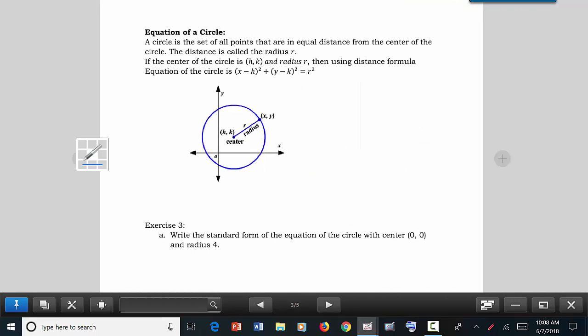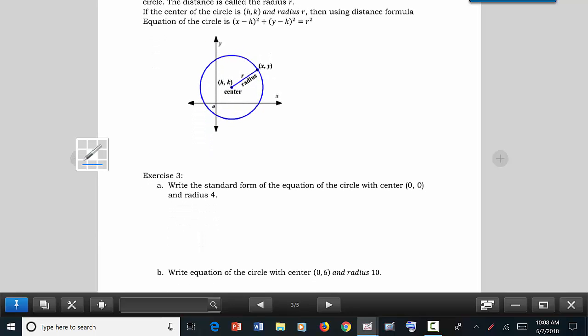Now, how do we find the equation of a circle? The basic idea is, in a circle, the distance from the center is always constant. And that constant distance is called the radius. That is the main idea. Now, the equation of the circle will be x minus the center's x-coordinate, which is 0, squared, plus y minus the center's y-coordinate, squared, equals the radius squared, which is 4 squared. So the final answer is x squared plus y squared equals 16. That is the final answer.